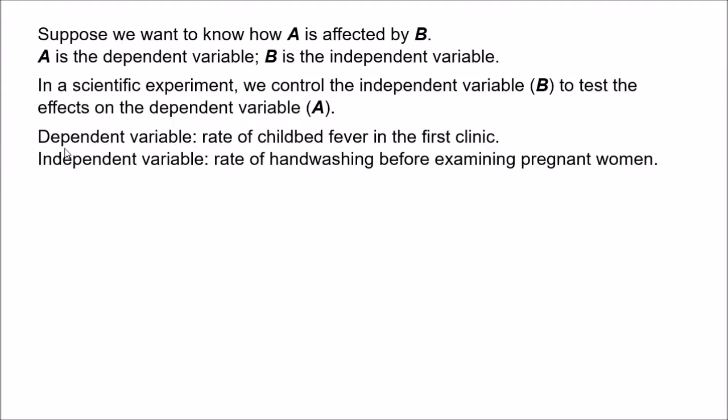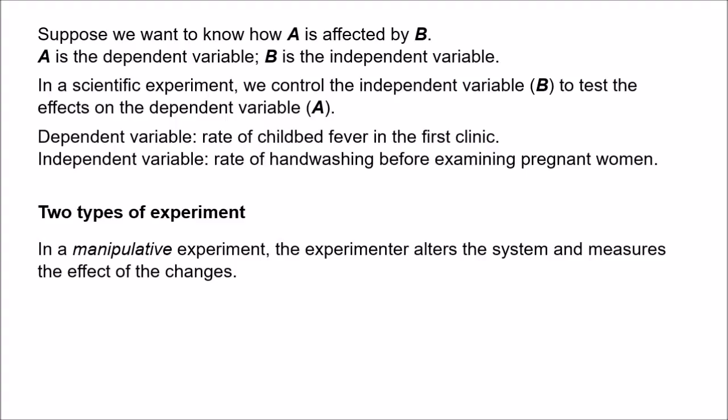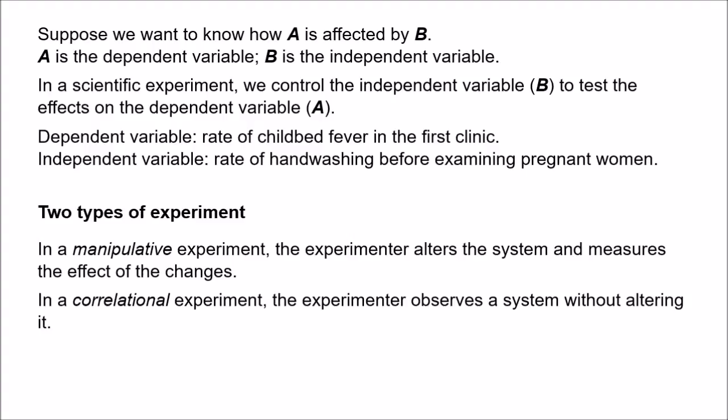Right. Broadly speaking, there are two types of experiment: manipulative and correlational. So in a manipulative experiment, the experimenter alters the system and measures the effect of the changes. So we can think of this as variation in the system is created artificially. On the other hand, in a correlational experiment, the experimenter observes the system without altering it. So the naturally occurring variation in the system is used.